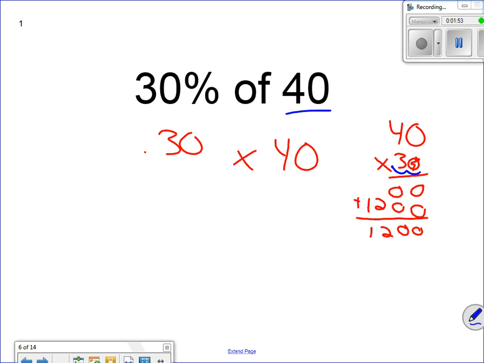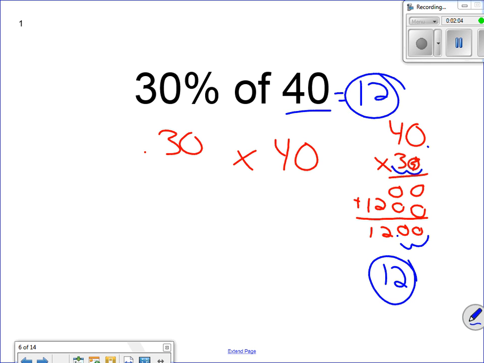Decimals here, 1, 2. The decimal's right there on the other one, so I don't have to move it. So 2 spots means I'm moving the decimal 2 spots. My answer is 12. 30% of 40 is 12. So if an item is 30% off, and the item normally costs $40, that means it's $12 off.